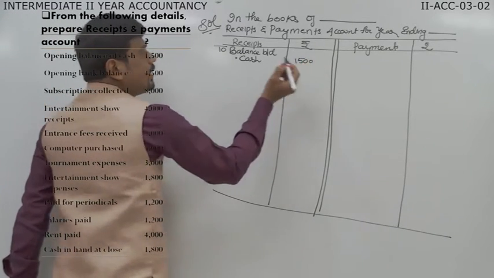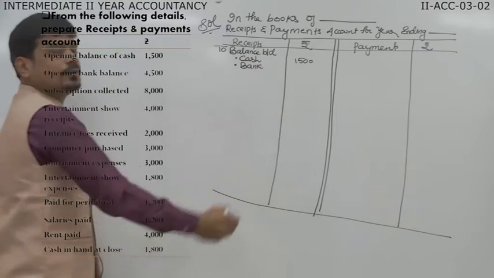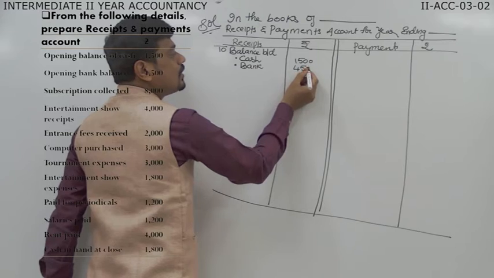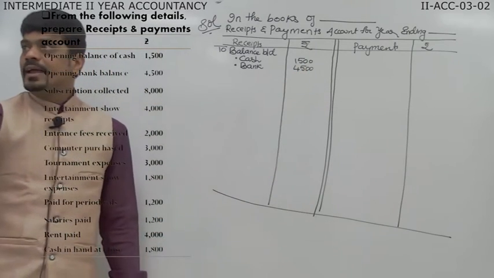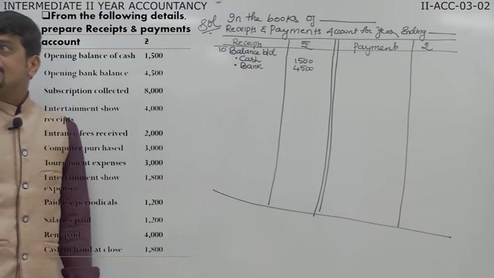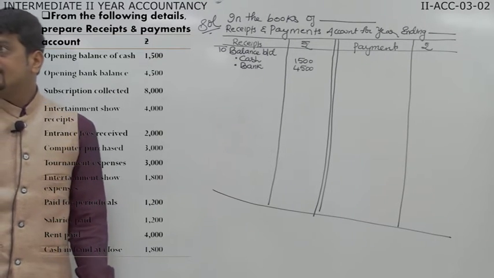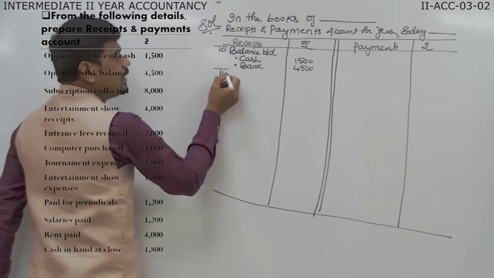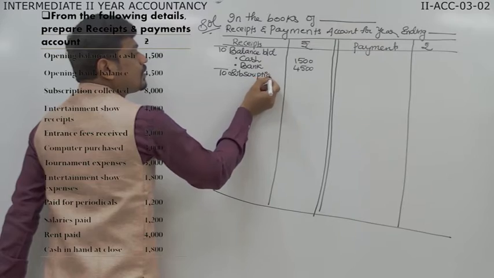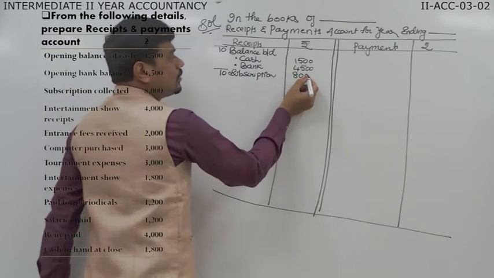1500. Like that, they gave you the opening balance of bank. So write below that bank, and the bank balance, that is bank amount, they gave 4500. Then the next item they gave us is subscription collected. The word collected itself says it is a receipt, so we'll post it on the receipt side, to subscription. And the amount is 8000.